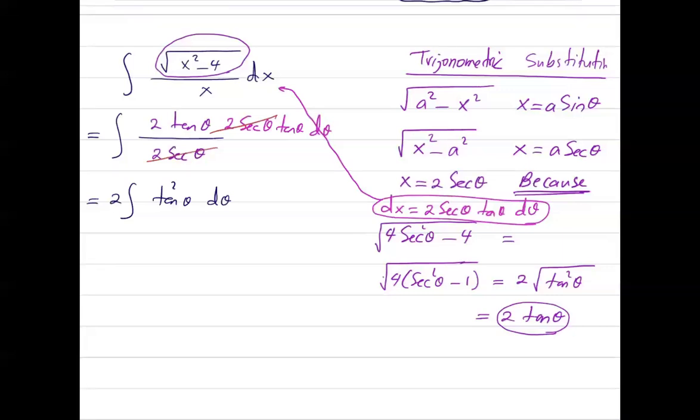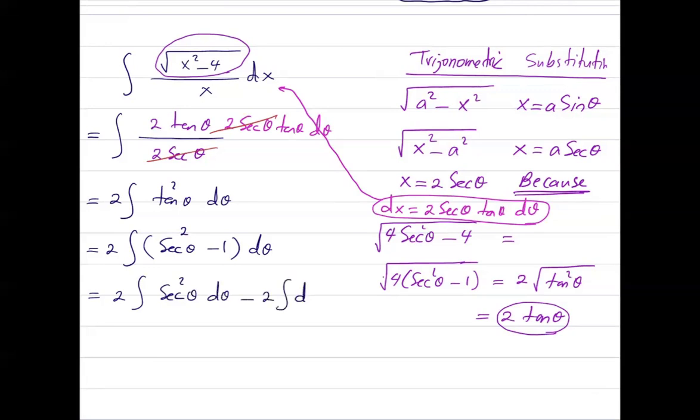But how do we calculate this integral? This integral can be written as secant squared minus 1. This is 2 times the integral of secant squared of theta minus 1 d theta. So you have 2 integral of secant squared of theta d theta minus 2 integral of d theta. The integral of secant squared is tangent. So you end up with 2 tangent theta minus 2 theta plus the constant of integration.